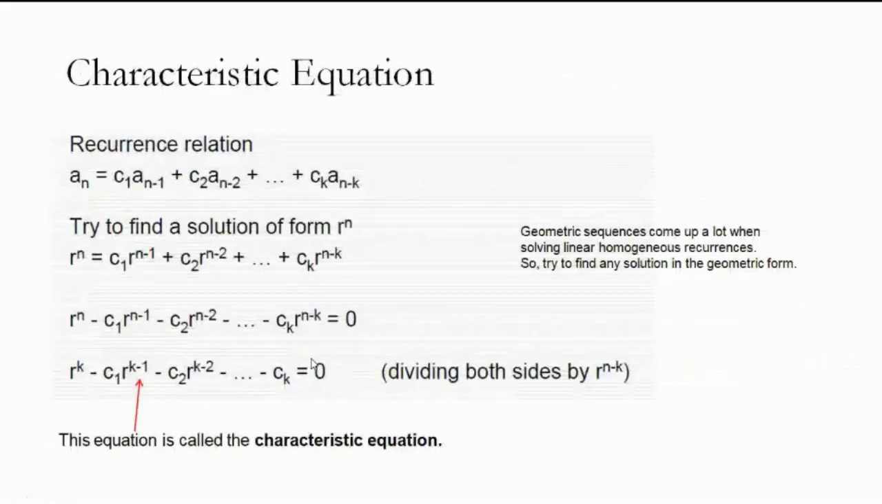If I have written the Fibonacci relation like this, Fn is equal to Fn minus 1 plus Fn minus 2, what could be the characteristic equation?